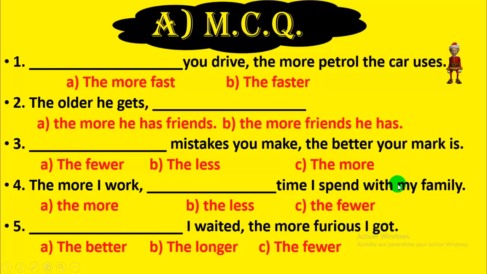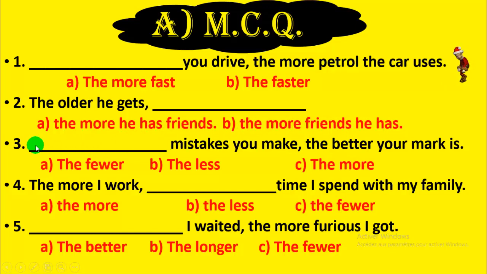Multiple choice questions. Number 1. You drive, the more petrol the car uses. The more fast you drive, ou bien the faster you drive. Ce sera A ou B. The older he gets, the more he has friends, ou bien the more friends he has. A or B.